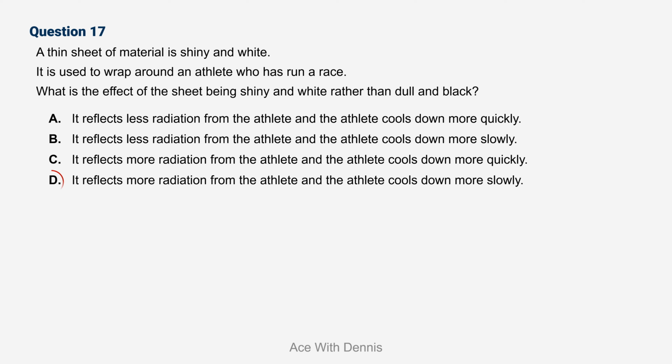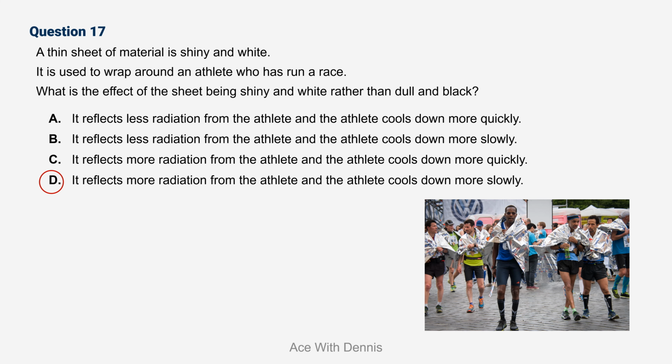So the answer is D. It reflects more radiation from the athlete and the athlete cools down more slowly. If you are still wondering what this is about, let's take a look at this picture. As you can see, there are many athletes here. They may have completed a certain marathon.